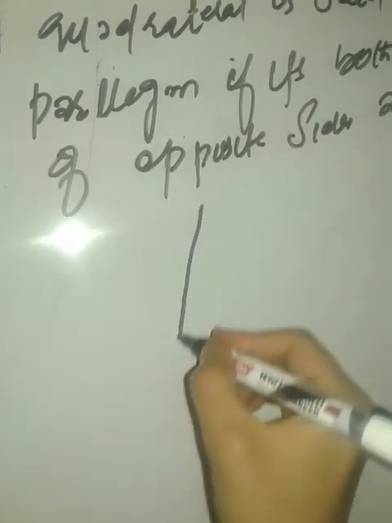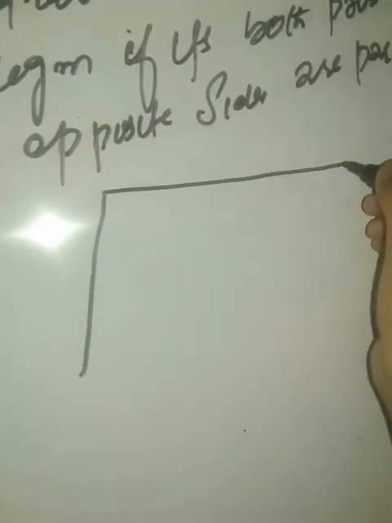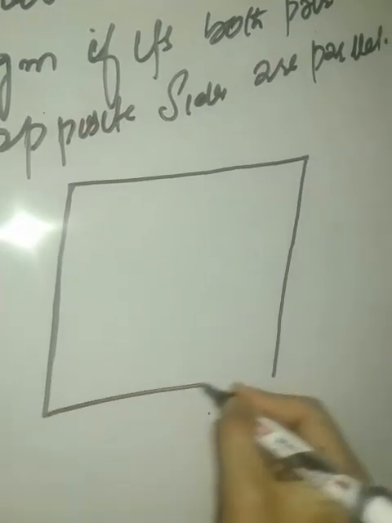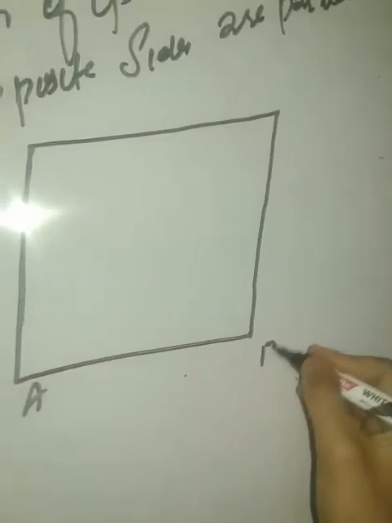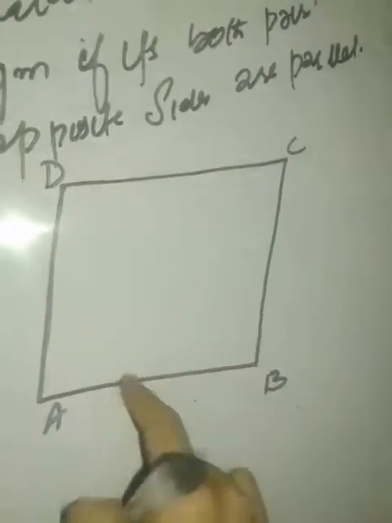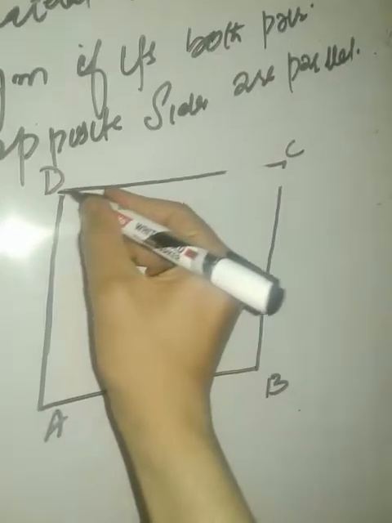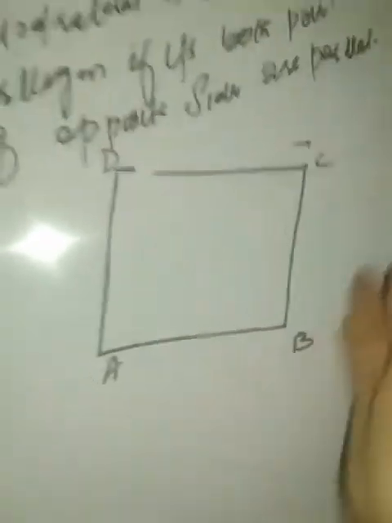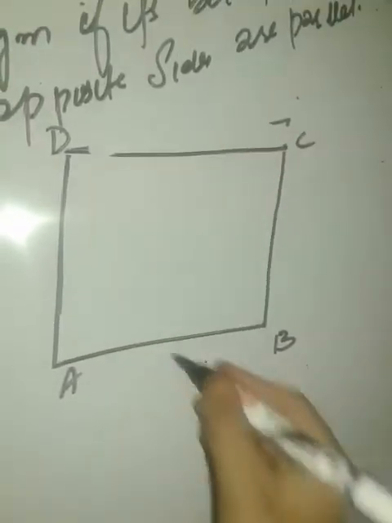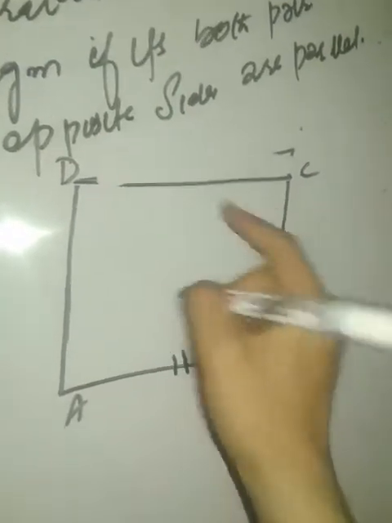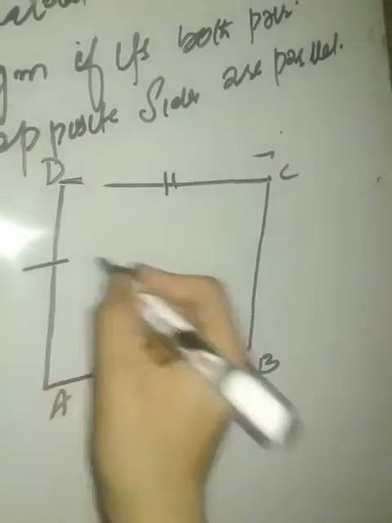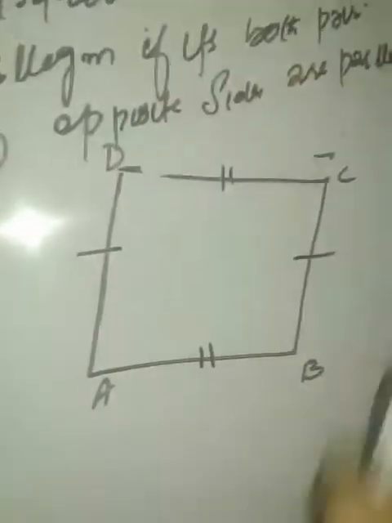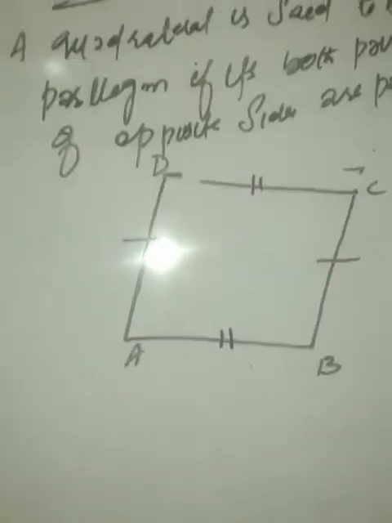Let's understand this in this diagram. If you look at ABCD, in this figure AB is parallel to DC and AD is parallel to BC. So we can say that ABCD is a parallelogram. This figure is a parallelogram.